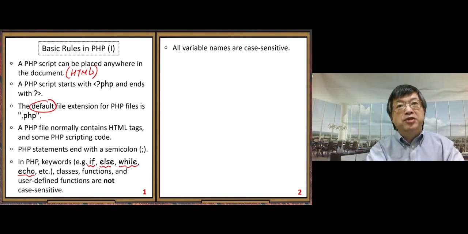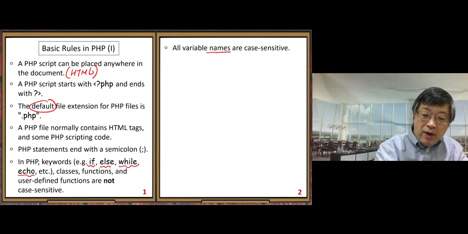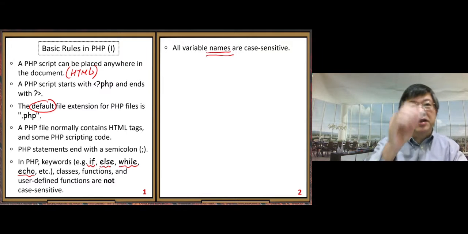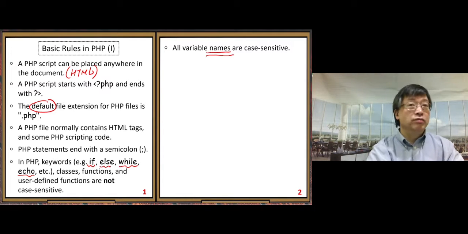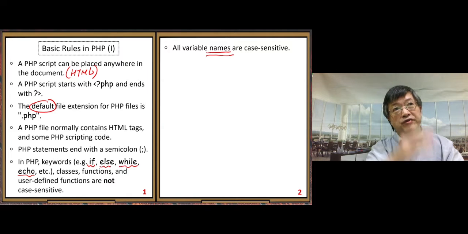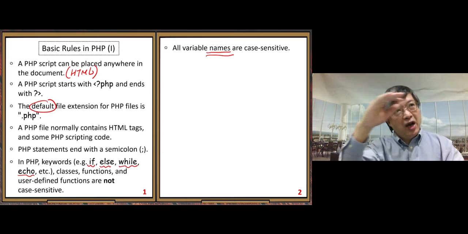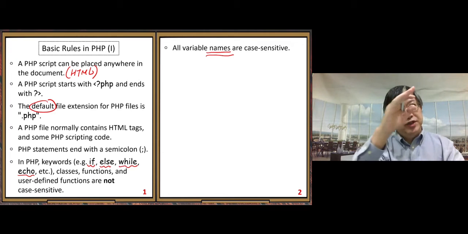All variable names are case sensitive. So you need to separate this case from other cases. We will talk about all the rules for variable names later. They are case sensitive. That's natural. Usually, when we use variable names, we like to use different styles. In some places we like to use capital letters.